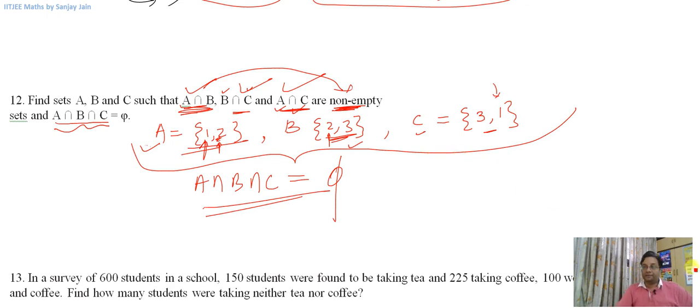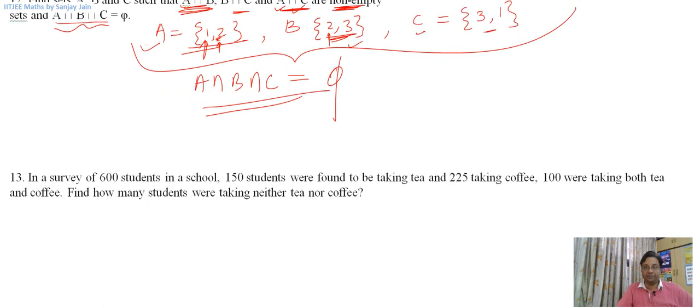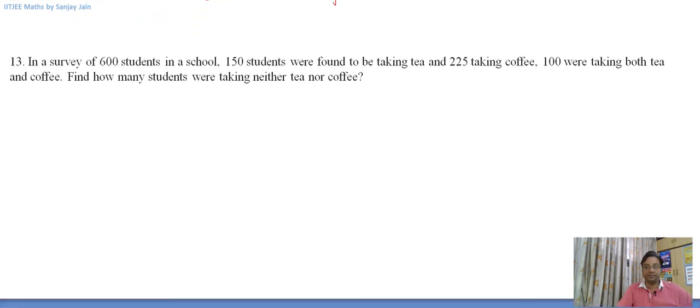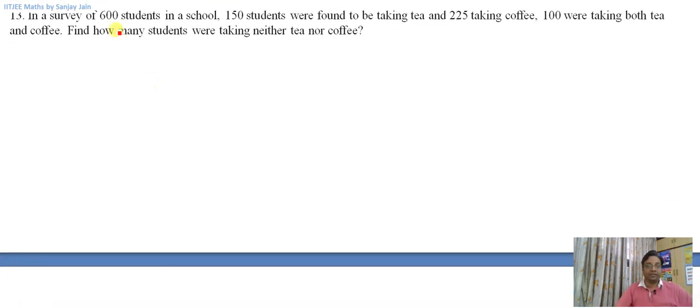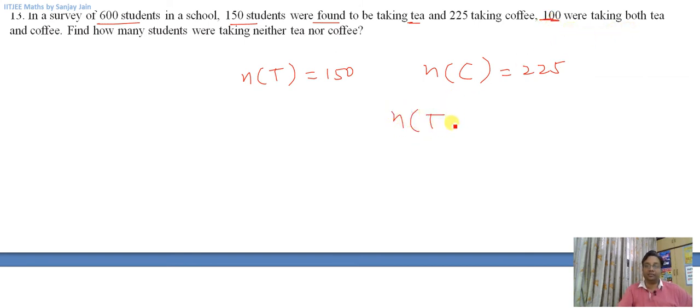All right, so shall we do the next question in this lecture itself? Let us see. There are 600 students in a school. 150 students were found to be taking tea. So number of students taking tea is 150. Number of students taking coffee is 225. 100 were taking both tea and coffee. So number taking both tea and coffee is equal to 100. Find how many students take neither tea nor coffee.